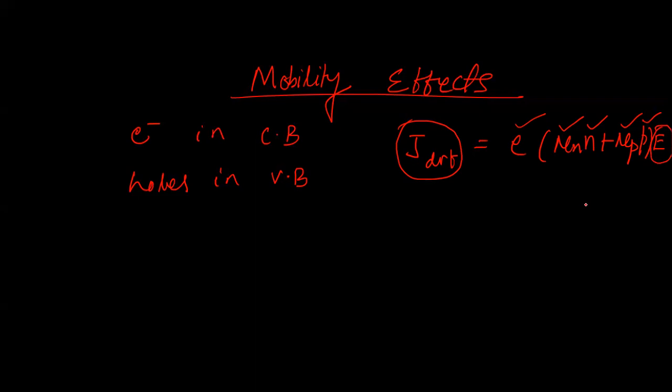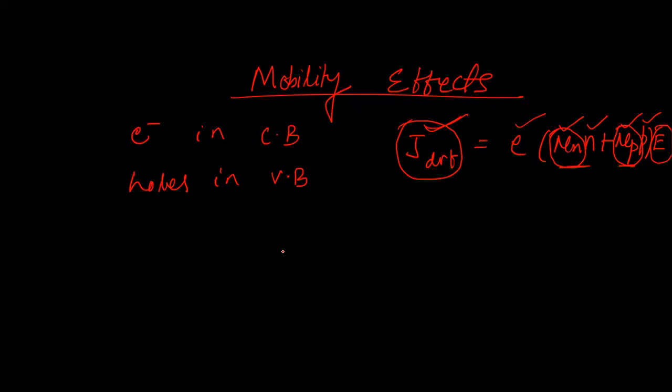Now we need to see how this mobility will be affected in a normal semiconductor at room temperature. How will mu n, the mobility of electrons, or mu p, the mobility of holes, be affected? Because if mu n and mu p are affected, then definitely your current density will also be affected. So we need to understand how this mobility will be affected. Today we are going to discuss the mobility effects.